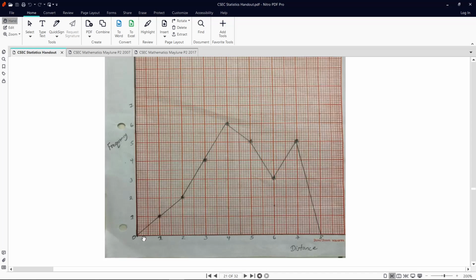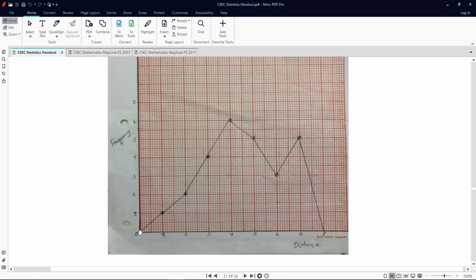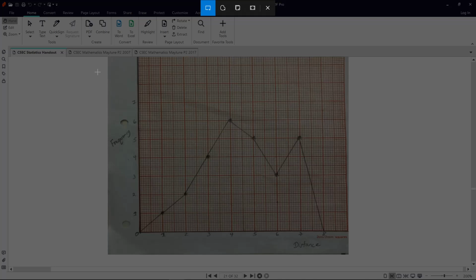So how we enclose the polygon is that we look at the distance between each point. We realize that there's a 2 centimeter gap here. That means if we were supposed to enclose this polygon, this would have been the starting point, and we would need to move 2 centimeters and bring it down to the x-axis. Similarly over here, we move 2 centimeters and bring it down to the x-axis. So now we have an enclosed polygon. Let me just copy this.